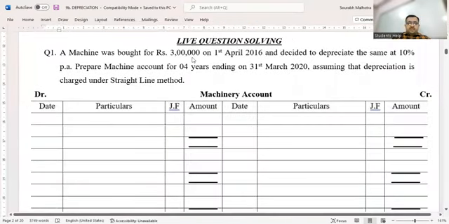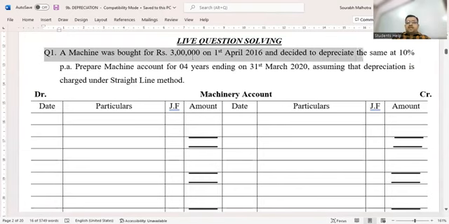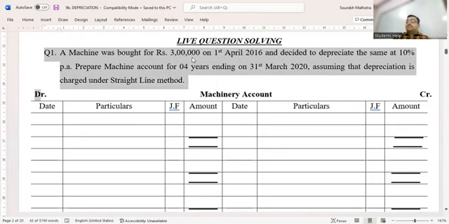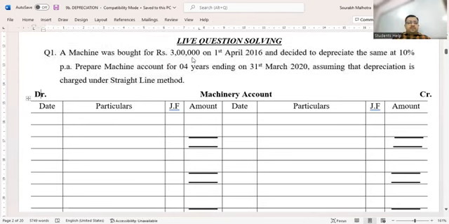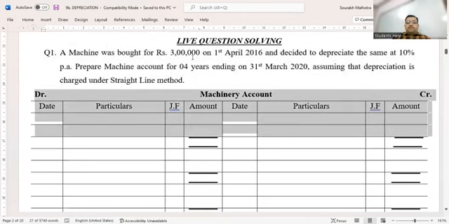Reading the question once again. A machine was bought for rupees 3 lakh on 1st April 2016 and decided to depreciate the same at 10% per annum. Prepare machine account for 4 years ending on 31st March 2020, assuming that depreciation is charged under straight line method. Heard this well? Thereafter, centerfold the page and draw the format of machinery account, a simple ledger account, having date, particulars, folio, amount on the debit side and again date, particulars, folio, amount on the credit side. Centerfold the page and then draw so as to have equal demarcation.